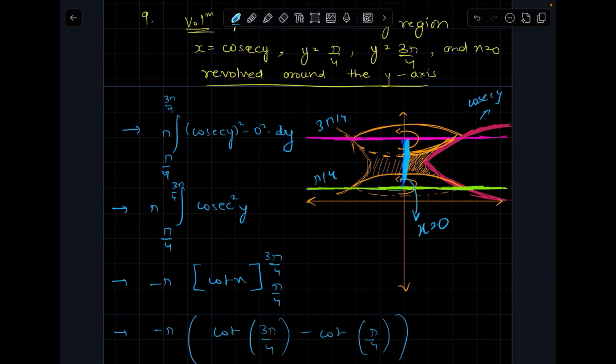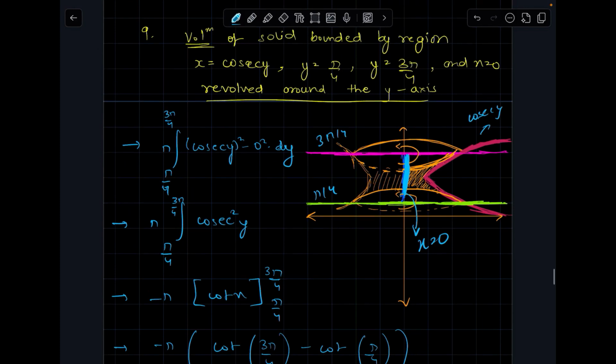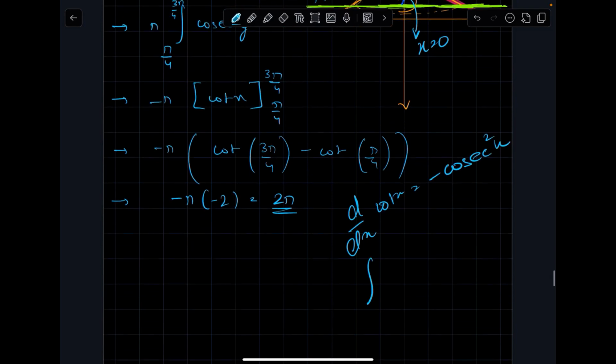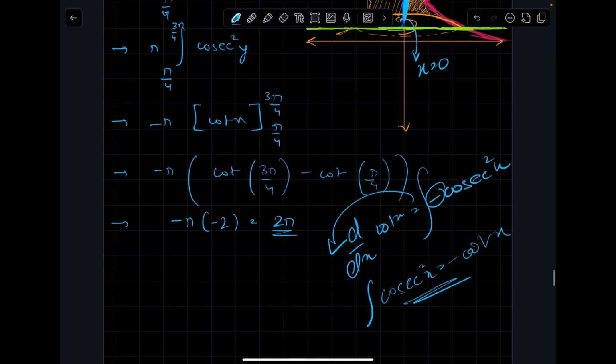So I'm integrating with respect to y here. I'm going to take all the functions in y, since that's going to be a lot easier, and input all the limits, pi by 4 to 3 pi by 4. Since the derivative of cot x is minus cosec squared x, the integral of cosec squared x is minus cot x. You basically take this here and integrate, and you get minus cot x. So that's how you speed up your calculations, and your answer should be 2 pi.